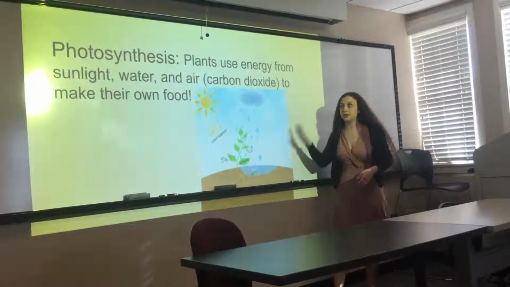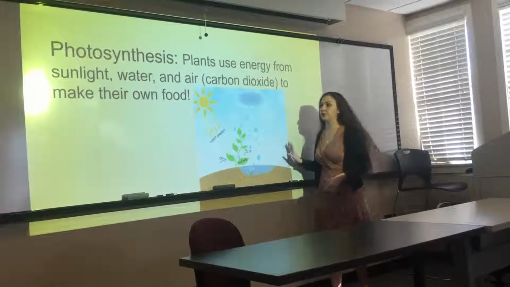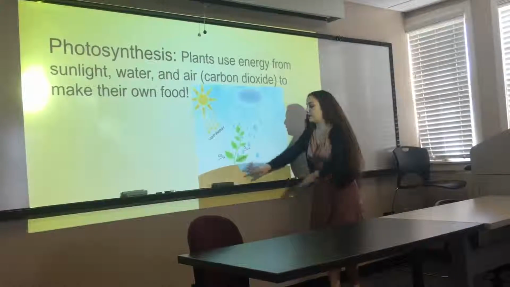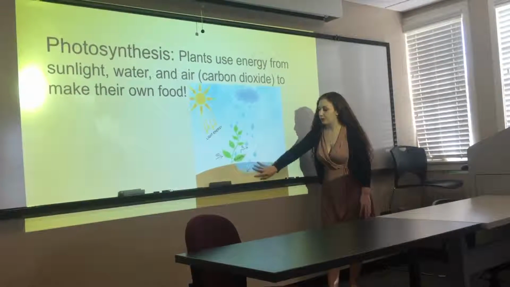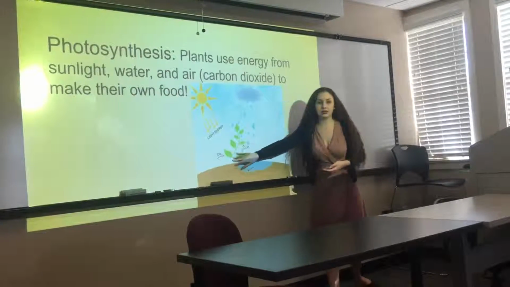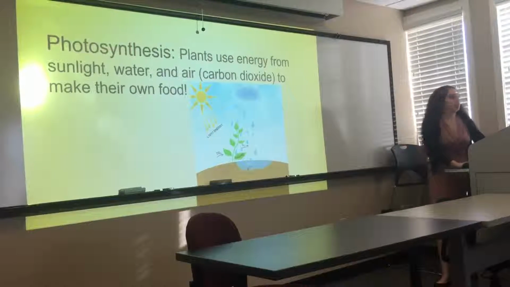So in your journals, write down the definition of photosynthesis and draw your own picture to help you associate the process. We have our sunlight energy, we have our water coming in from the rain cloud, we have the air that's providing the carbon dioxide for the plant. Take a moment and jot those down in your journals.